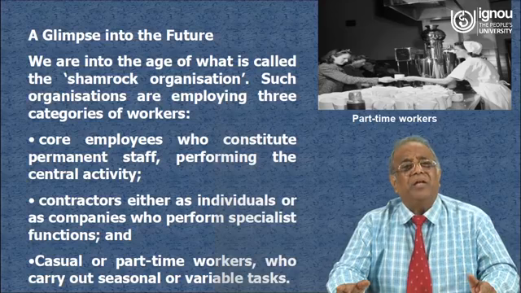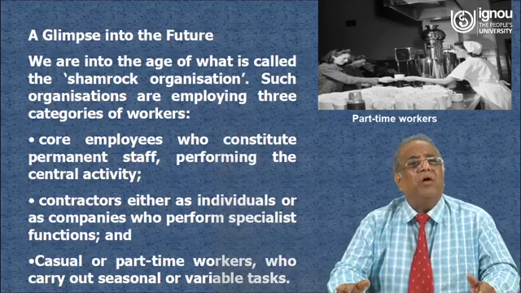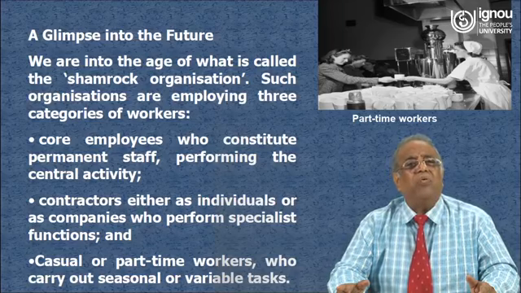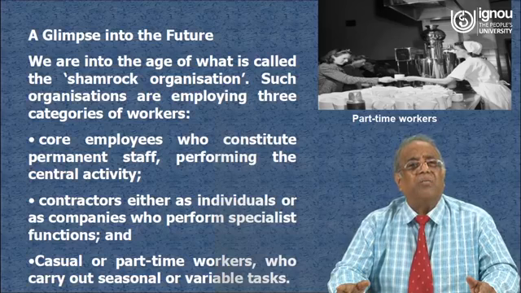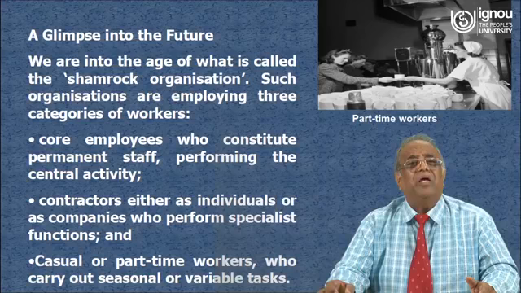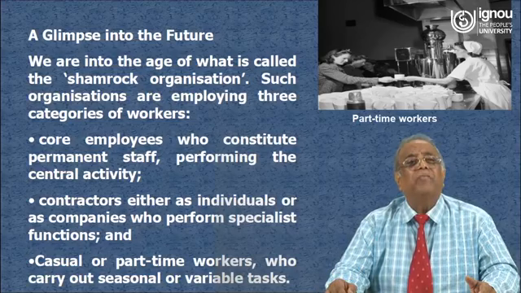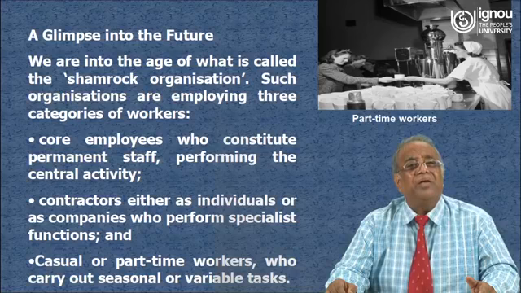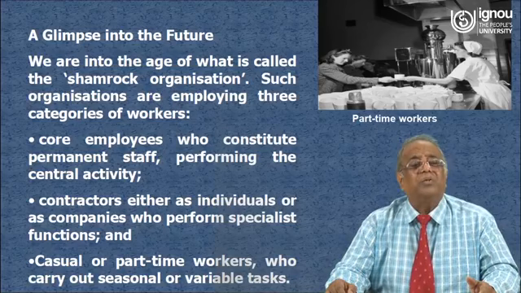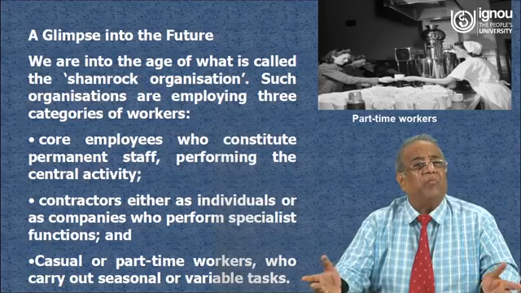Let us have a glimpse into the future. We are into the age of what are called shamrock organizations. Shamrock means a plant having 3 leaves. In our land, the shamrock is the national symbol. So 3 leaves are there in the plant. Such organizations are employing 3 categories of workers.